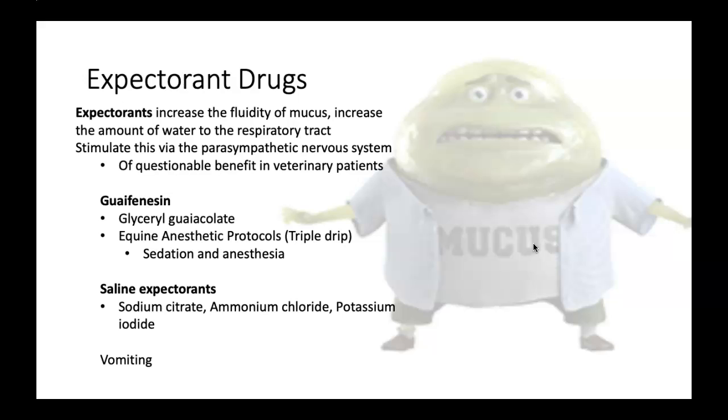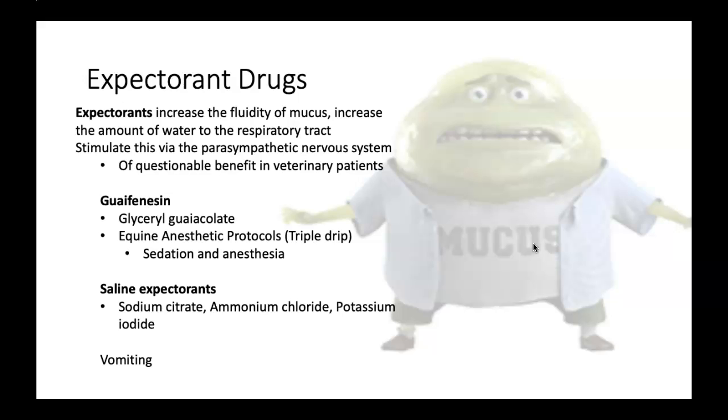Moving on, expectorant drugs. So expectorants increase the fluidity of the mucus, and they increase the amount of water to the respiratory tract. And they stimulate this through the parasympathetic nervous system. In general, expectorants aren't really used in vet medicine, specifically with dogs or cats. Quite often you might see guaifenesin added to an equine protocol for anesthesia to help increase the likelihood that any of the respiratory tract secretions will be fluid-like rather than sticky and thick. But for dogs and cats, we tend not to be using these often at all.